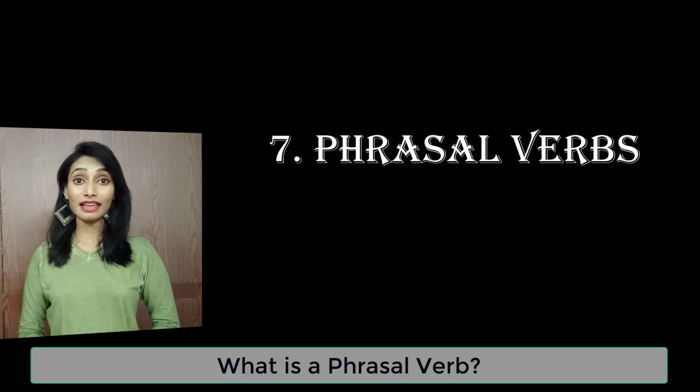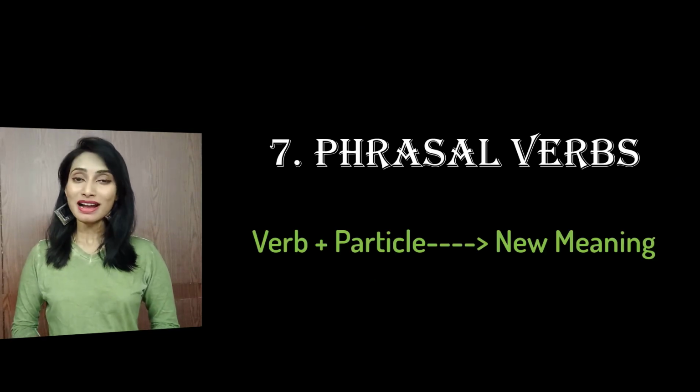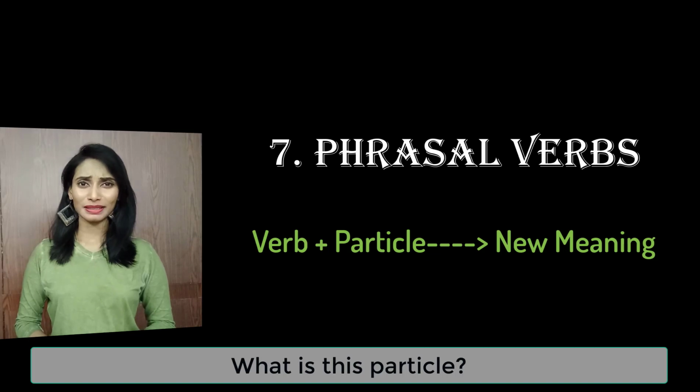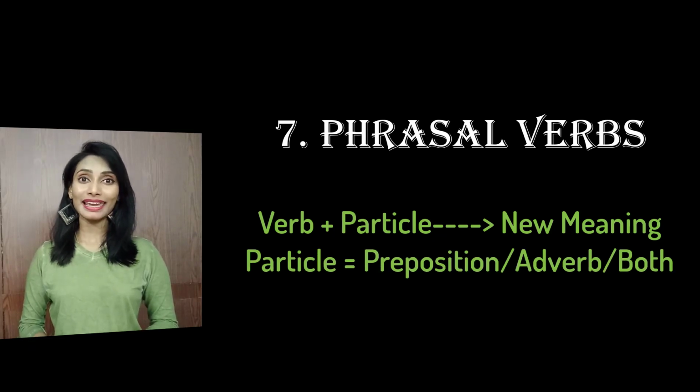Now let's see our seventh one, phrasal verb. What is a phrasal verb? A verb combines with a particle to form a new meaning, called a phrasal verb. What is this particle? The particle can be either a preposition or an adverb, or sometimes both.